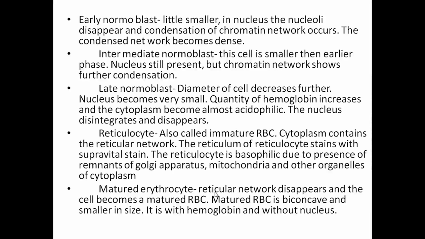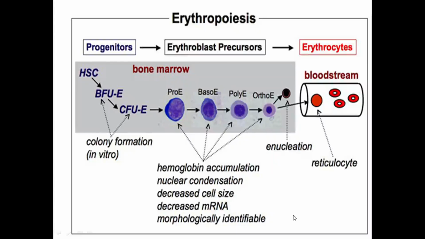Mature erythrocyte: the reticular network disappears and the cell becomes a mature RBC. The mature RBC is biconcave and smaller in size. It is with hemoglobin and without a nucleus. These are the phases of erythropoiesis.